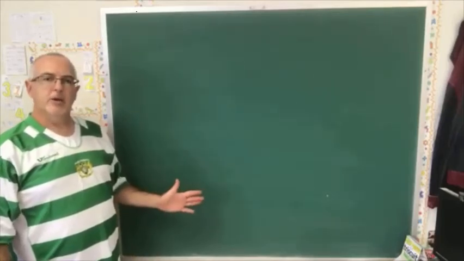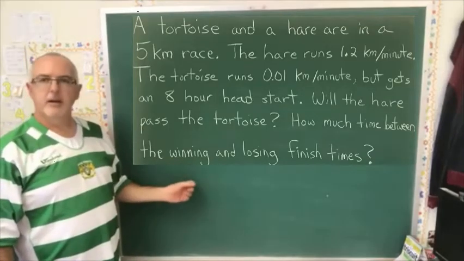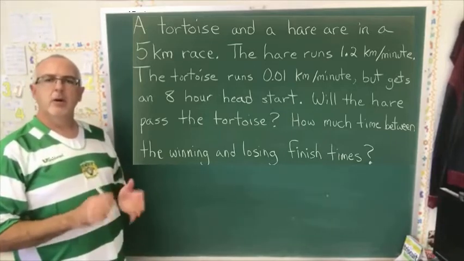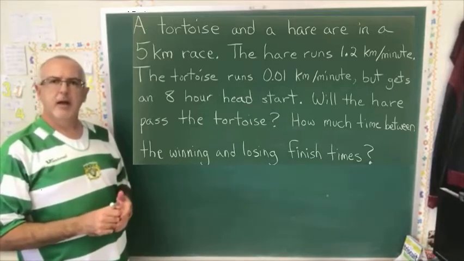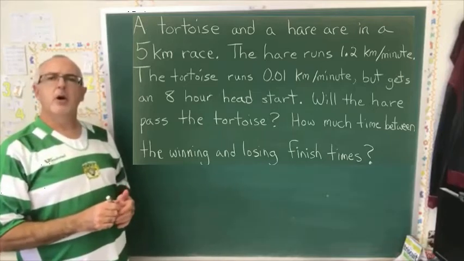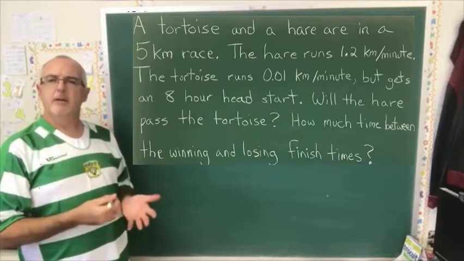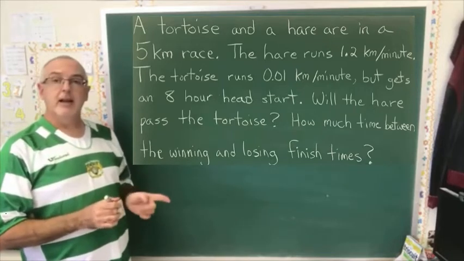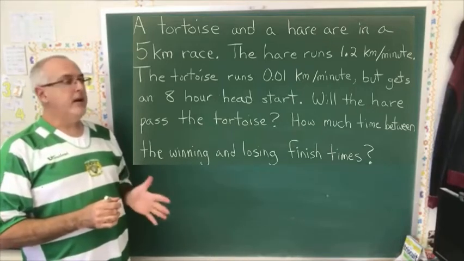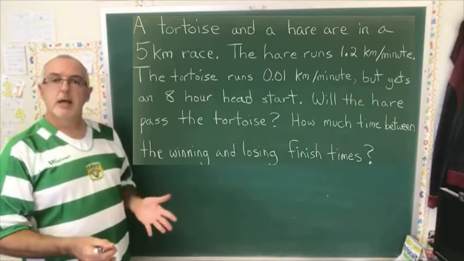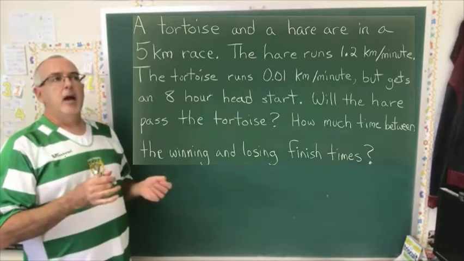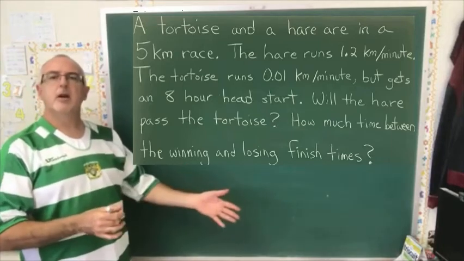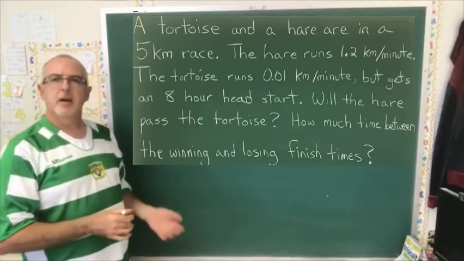We're going to do our question about the tortoise and the hare, which is up here. The hare is going at 1.2 kilometers per minute, and the tortoise is going at 0.01 kilometers per minute in a 5K race. The tortoise has an 8-hour head start. Will the hare pass the tortoise? And how many minutes faster will the winner pass the finish line compared to the loser?